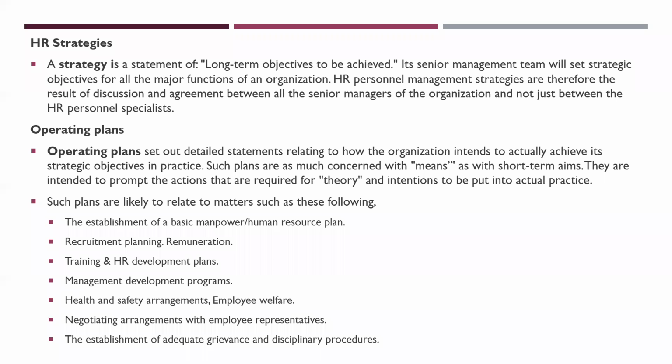Okay, so here what you do is, in the operating plans you plan short term goals in order to achieve your objective or your mission. If you are achieving your objective and mission only, you can reach your vision. So you have to have short term goals. These short term goals will help you to understand how an organization can plan its daily operations. Such plans are likely to relate to matters such as the following.